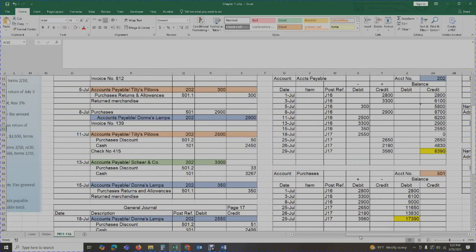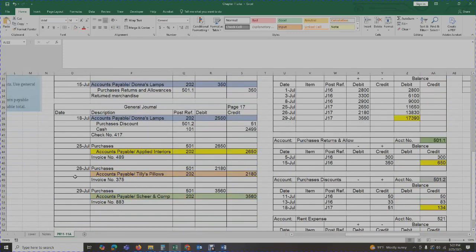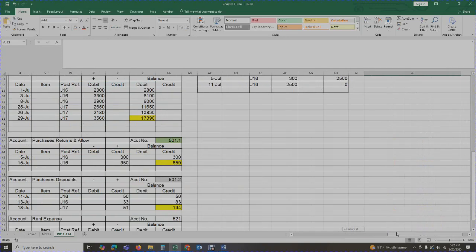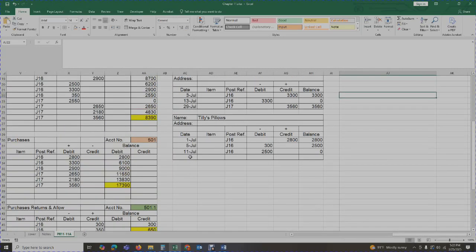Okay, but then if we continue going down, on the 26th, we bought some more merchandise on account for $2,180. So I've got a credit of $2,180. So I've got this entry on the 26th. This is journal 17. This is a credit of $2,180. So my balance will be $2,180.